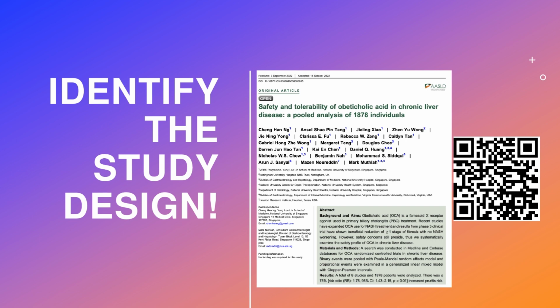Alright, so our next article: Safety and Tolerability of Obticolic Acid in Chronic Liver Disease, a pooled analysis of 1,878 individuals. Just like the previous few, scan the QR code, have a read, feel free to pause the video, and we'll be talking about the answer in a bit.